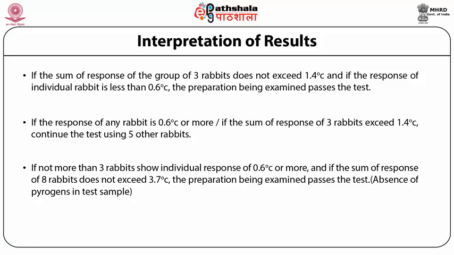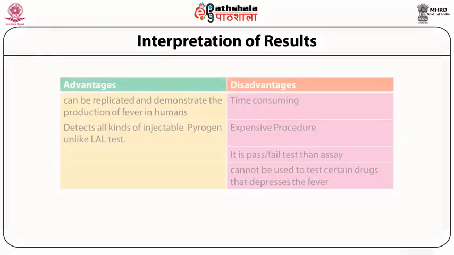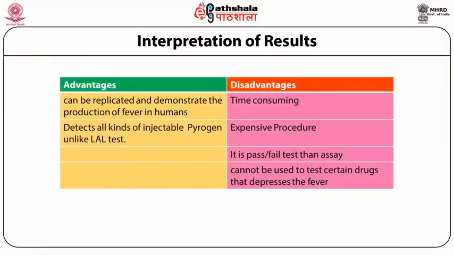Now, advantages and disadvantages of this method. Advantages: this method can be replicated and demonstrates the production of fever as in human beings. It also detects all kinds of injectable pyrogens, unlike the LAL test. Disadvantages: it is a time consuming, expensive procedure, it is a pass-fail test rather than an assay, and it cannot be used to test certain drugs that depress fever.